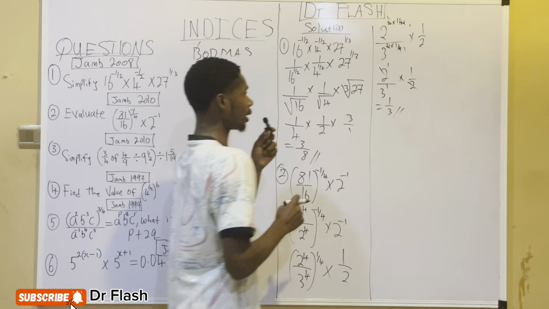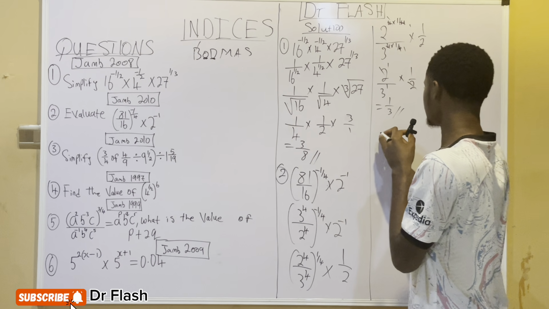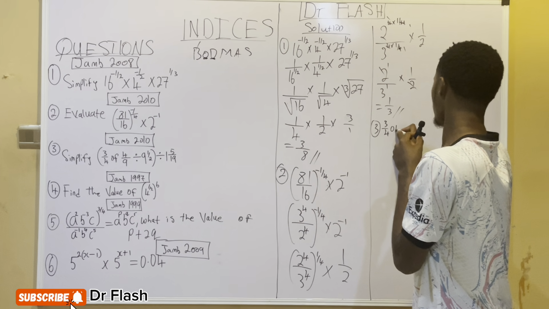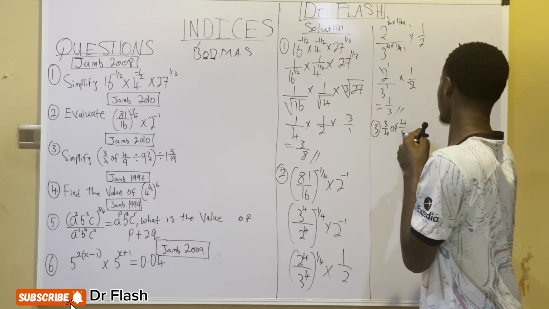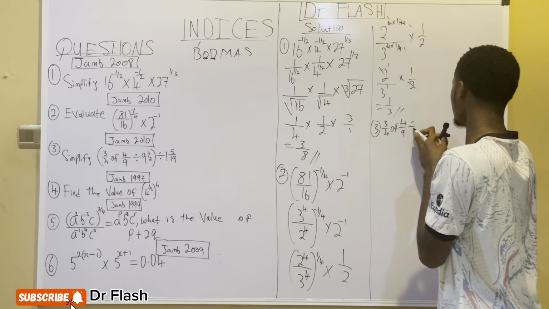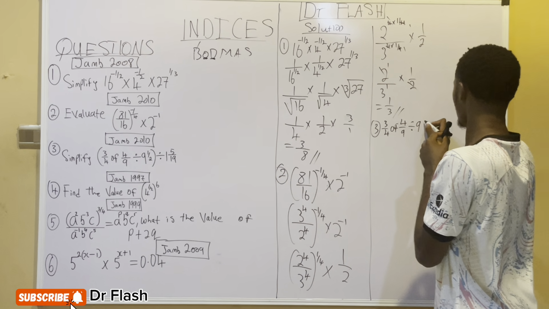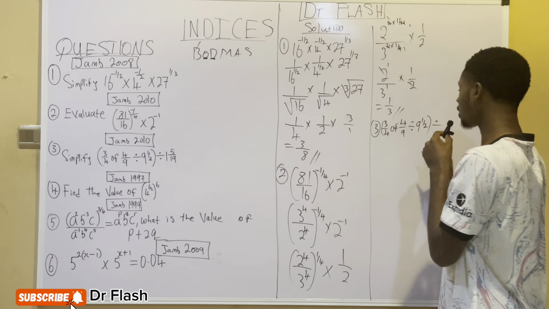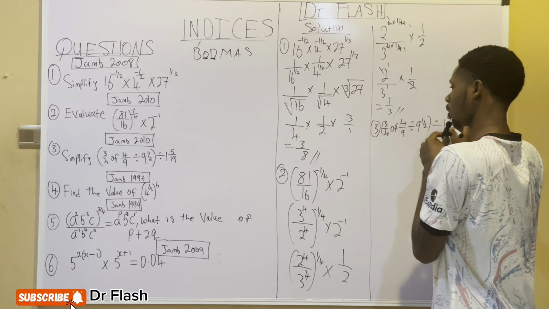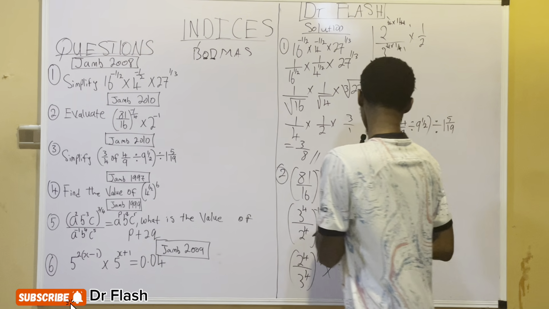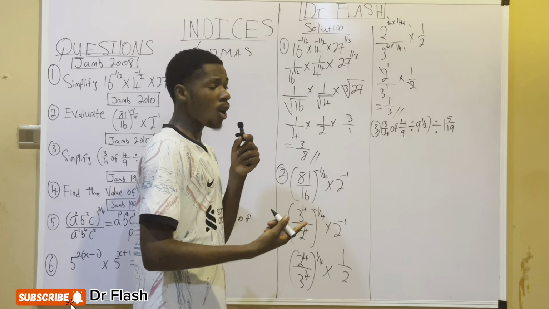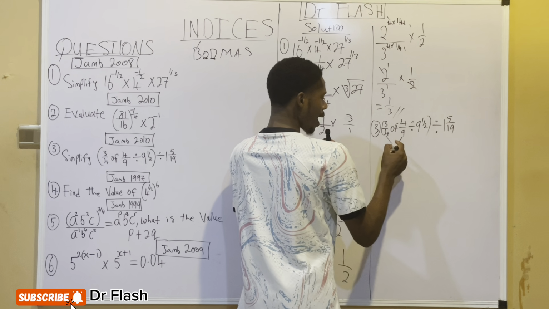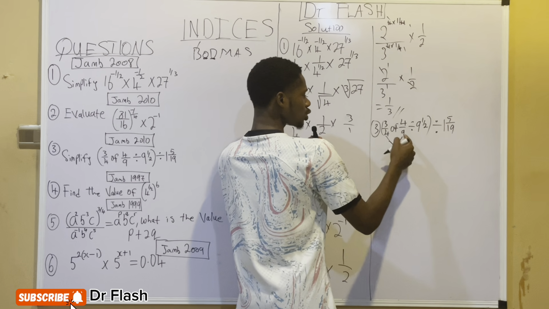So for this question number 3, we are having 3 over 4 of 4 over 9 divided by 9 whole number 1 over 2 and then divided by 1 whole number 5 over 19. Now 3 over 4 of 4 over 9, how then do we simplify it? First things first, we are going to simplify what we are having here.